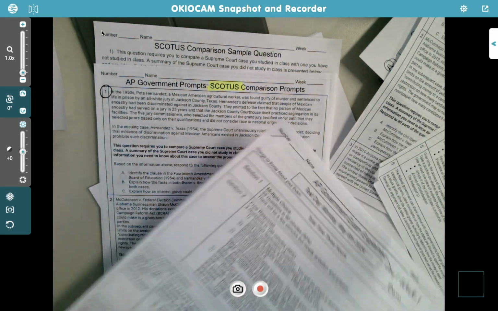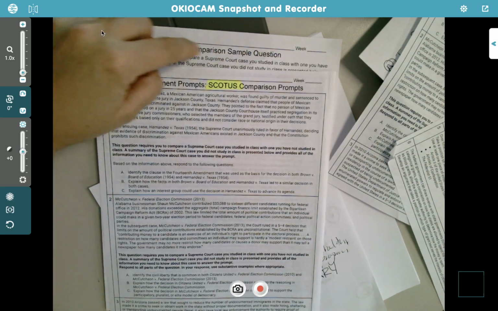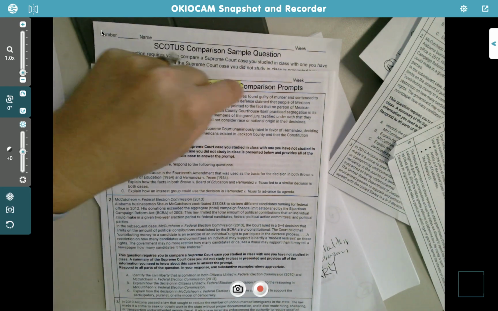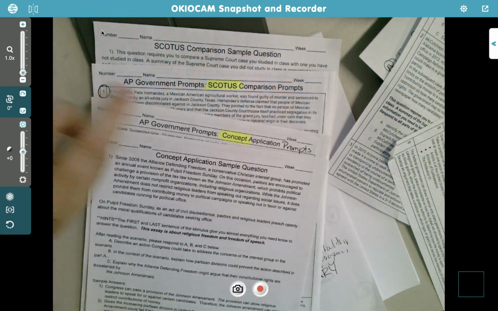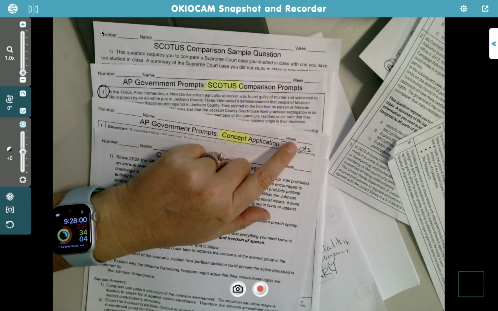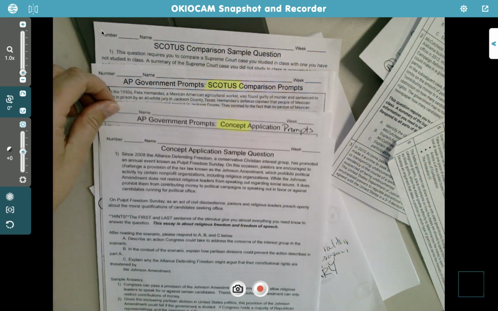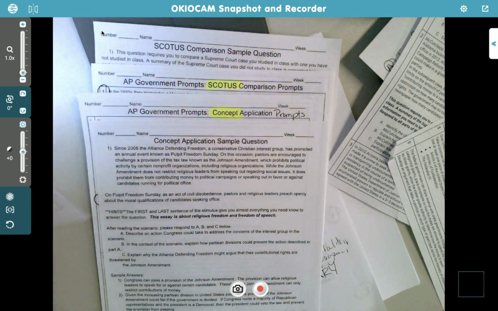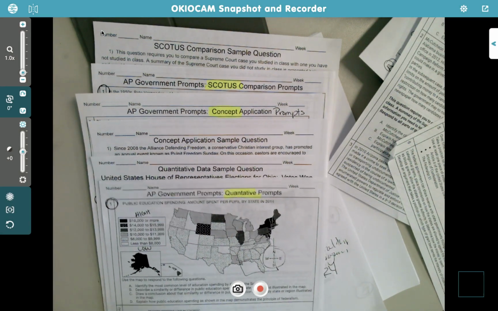You also got this stapled paper. That's what we're going to look at first. So you should have put your SCOTUS comparison sample question next to your SCOTUS comparison prompts. You should have put your concept application prompts. Write the word prompts next to application. Handwrite the word application next to prompts, next to your concept application sample question. And then you have your quantitative sample question and quantitative prompts.